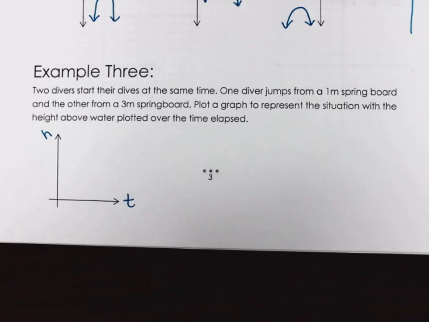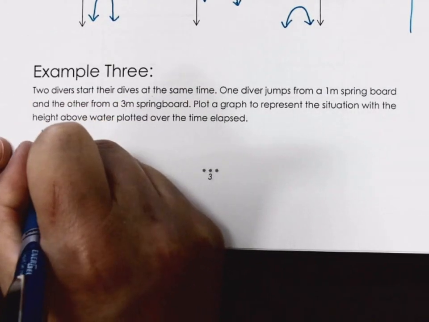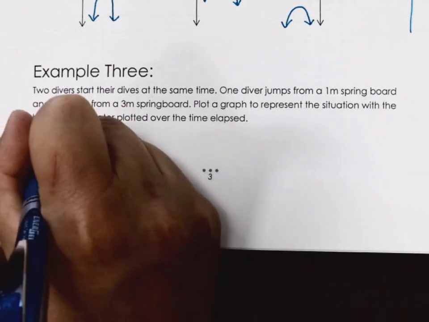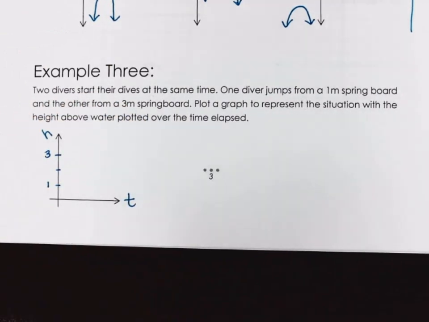Parabolic. What does that mean? Parabola, right? So graph it for me. Just give me a rough graph. You need 2 divers. One starts at 1 meter. And one starts at 3 meters. And they both start at time 0.